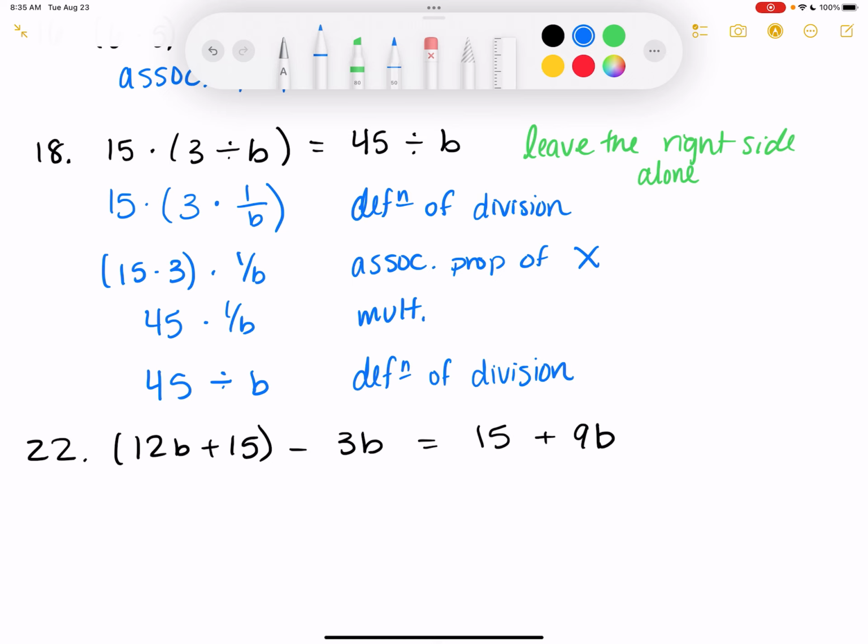Can't do that. So should we move the 3b over to the other side, the negative 3b? I cannot do that. I don't have anything that deals with negatives. Think about what I did with division when I didn't have something that dealt with division. What's another way I could deal with the subtraction sign? Okay, so add a negative. So I'm going to rewrite this as 12b plus 15 plus negative 3b. And that's going to be the definition of subtraction.